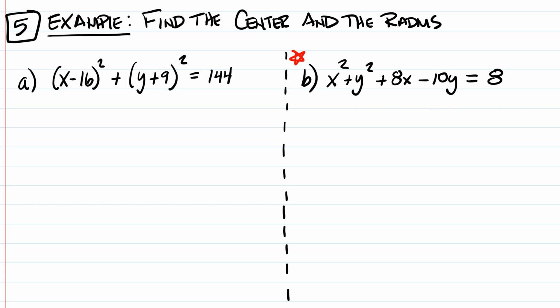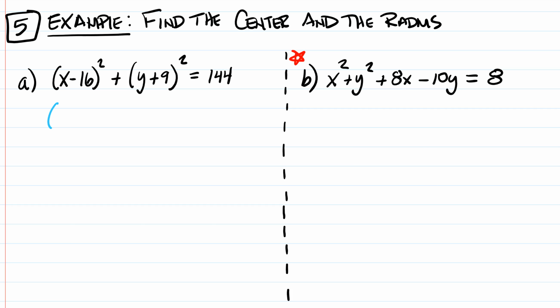Okay, box number 5, we're going to find the center and the radius for each of the two equations given to you here. Notice that A and B look very different. That's why there's a red star next to B. It's very different. The procedure is a little bit different. Let's start with the easy one though, okay?